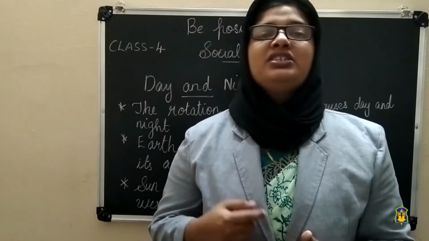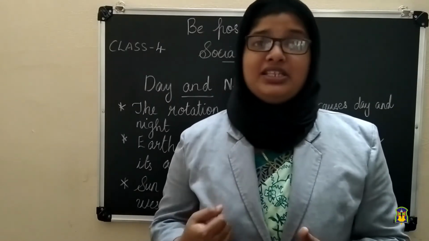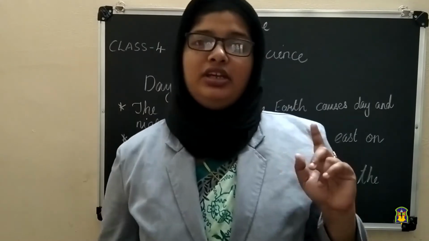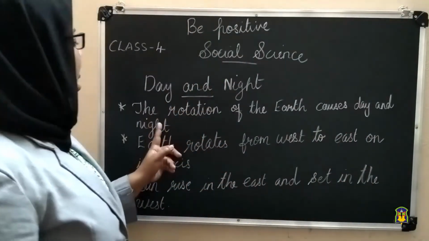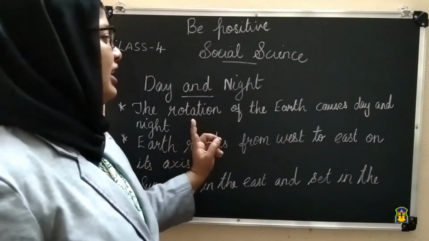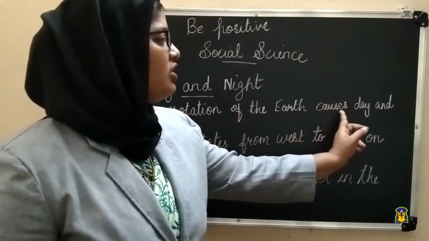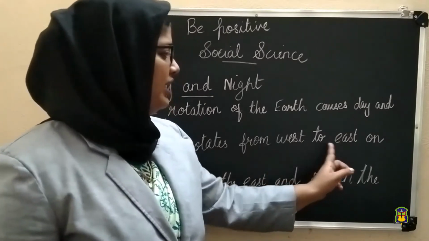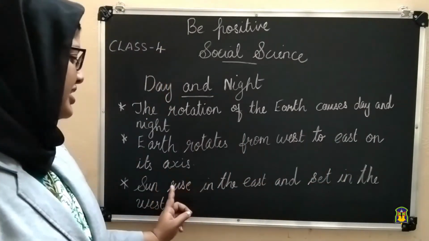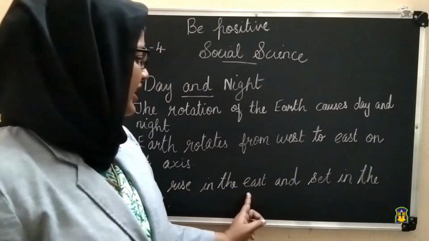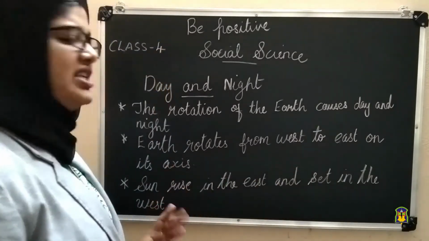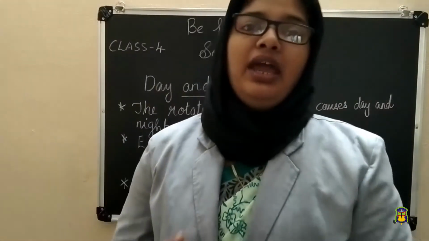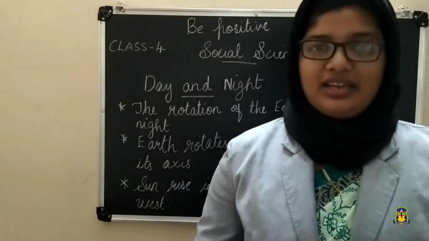These are the points we have to memorize, so let me summarize once again. The rotation of the earth causes day and night. Earth rotates from west to east on its axis. Then the sun rises in the east and sets in the west. These are the points about rotation and day and night.